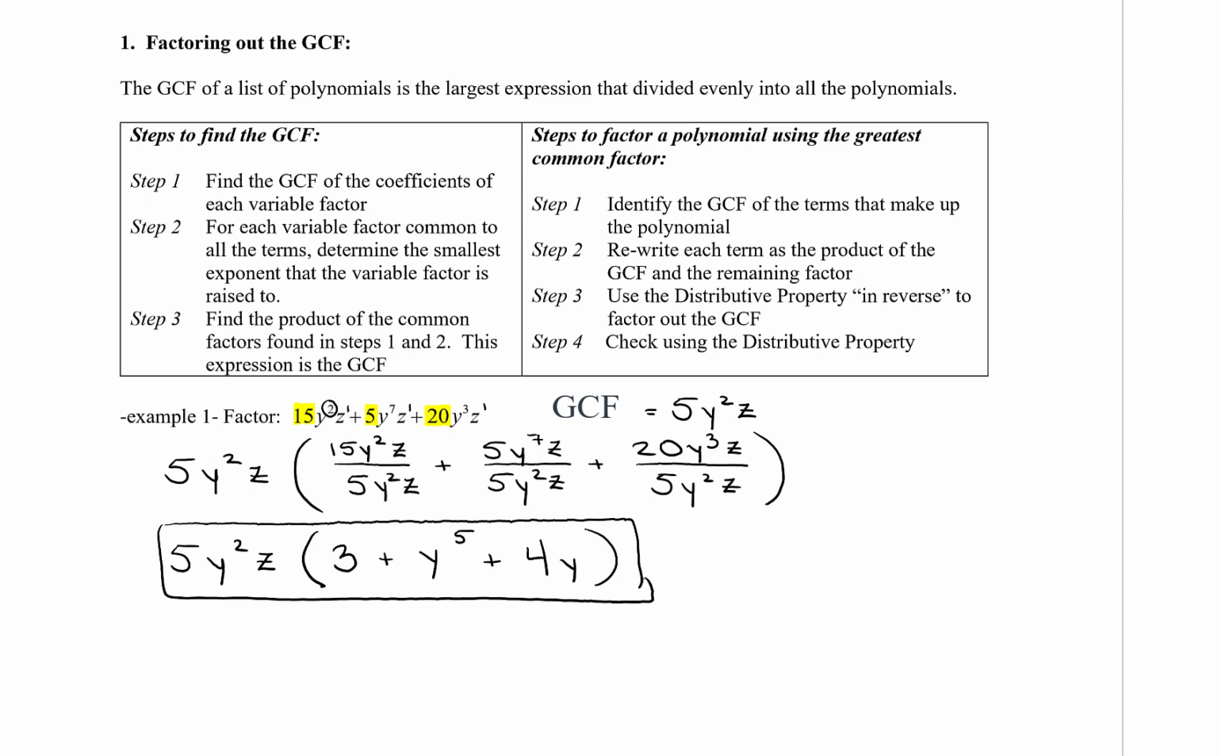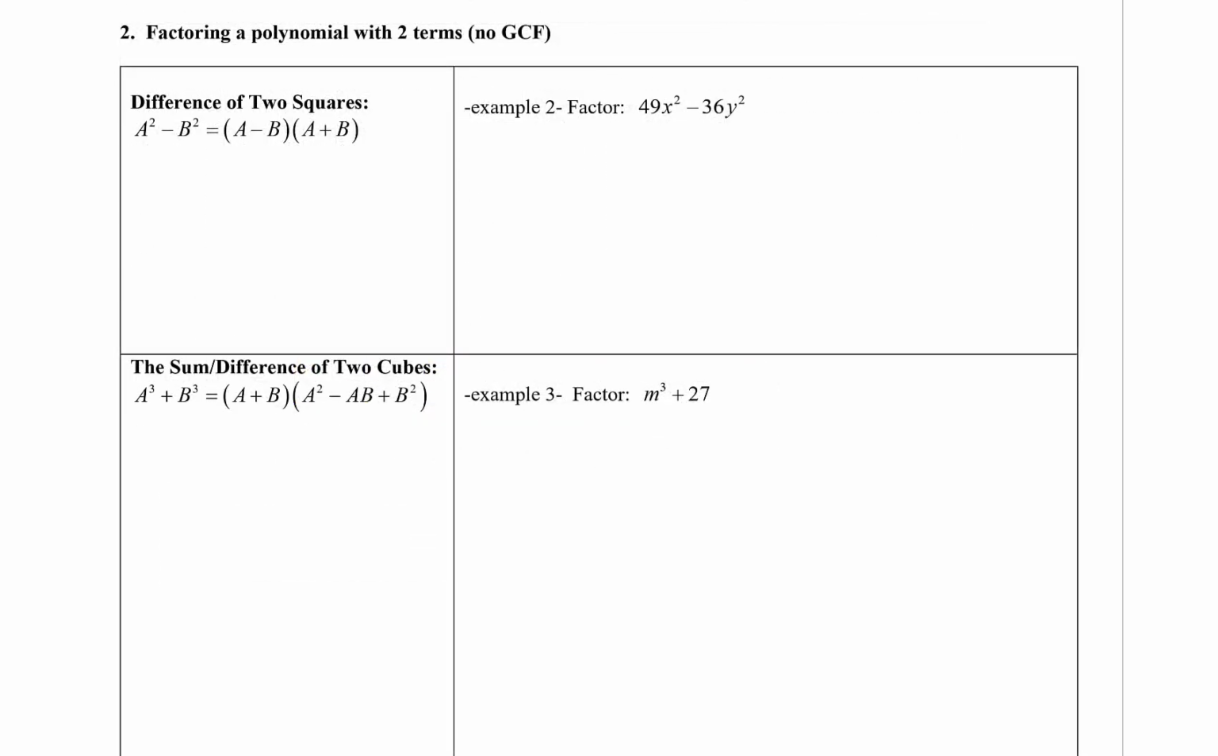Two, factoring a polynomial with two terms, no GCF. We're going to start off with the difference of two squares. If we have a squared minus b squared, this is going to be equal to the two binomials multiplied together, a minus b times a plus b.